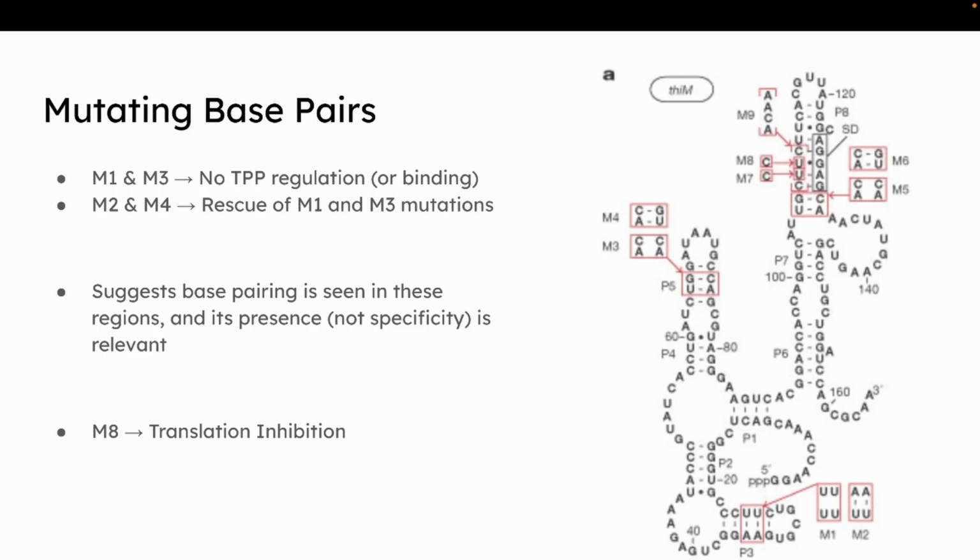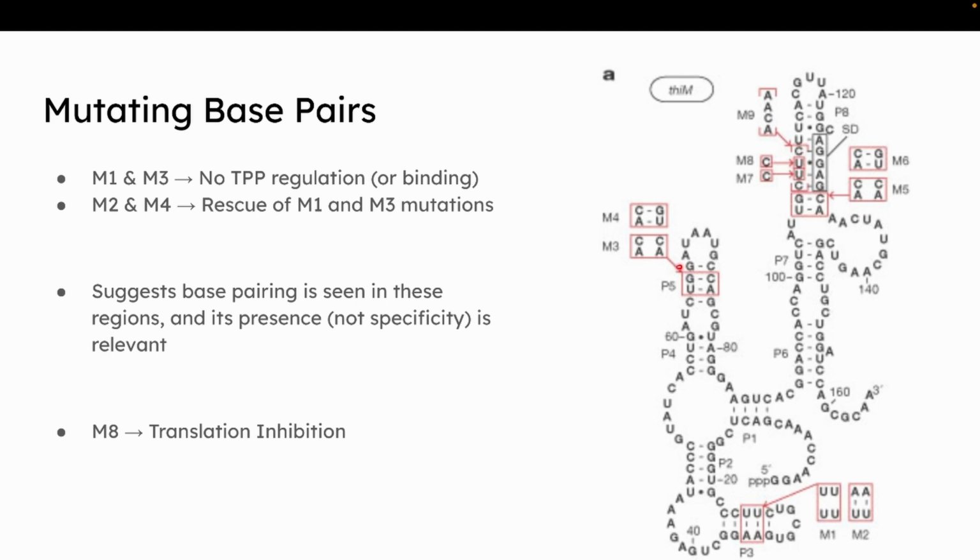When they induced M1 and M3, M1 would be over here, changing both bases at the bottom to a U, right? You see they changed these two A's into a U and a U. And likewise for M3, what you can see is that they changed these two bases, the G and the U, into a C and an A. And basically that would just prevent double-strandedness, right?